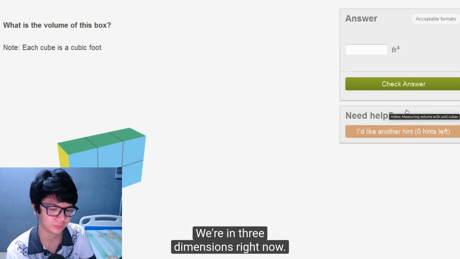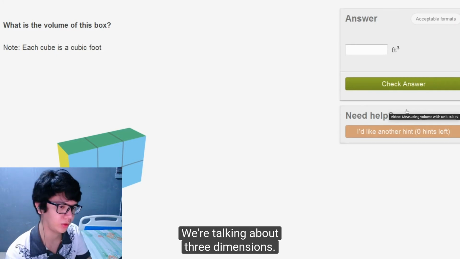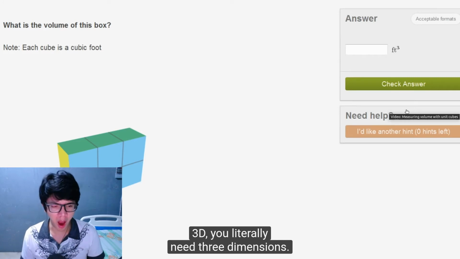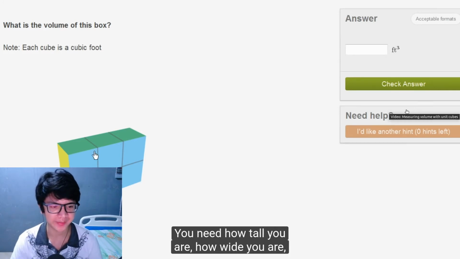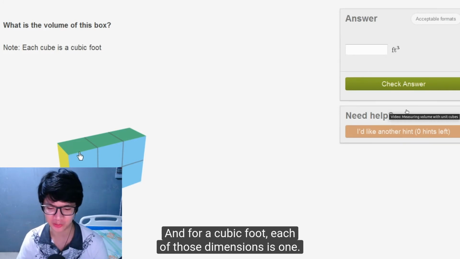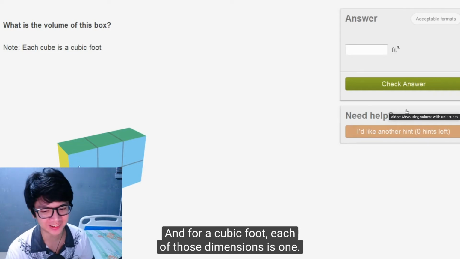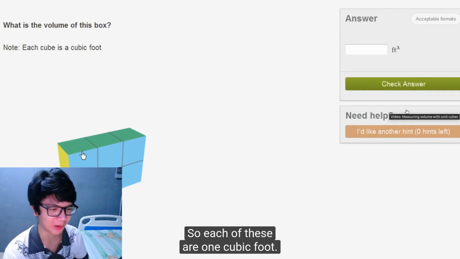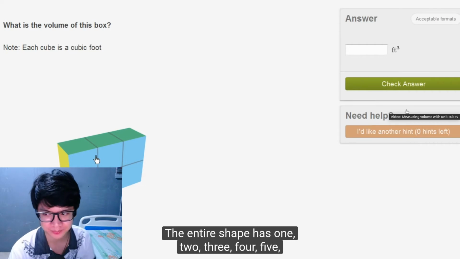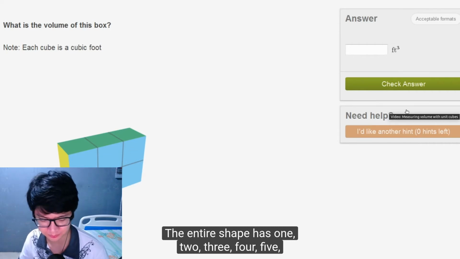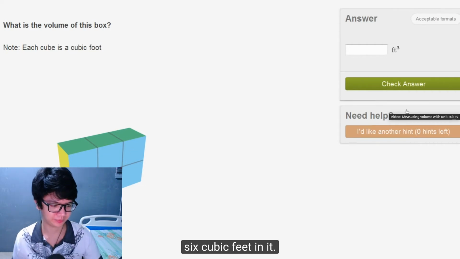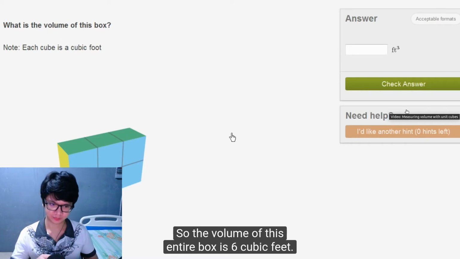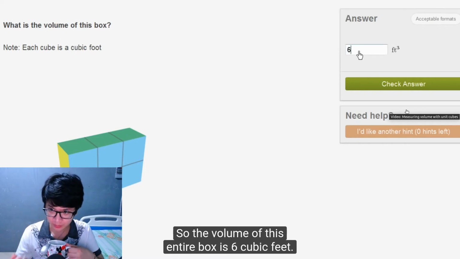We're in 3 dimensions right now. In 3D, you literally need 3 dimensions. You need how tall you are, how wide you are, and how deep you are. And for a cubic foot, each of those dimensions is 1. So each of these is 1 cubic foot. The entire shape has 1, 2, 3, 4, 5, 6 cubic feet in it. So the volume of this entire box is 6 cubic feet.